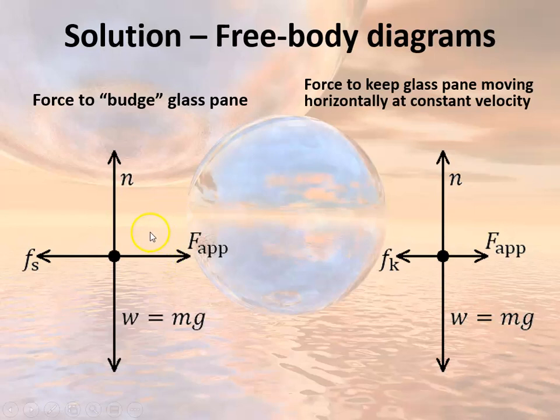But after it's jerked loose, the friction is now kinetic friction, and you therefore have a smaller applied force in order to keep it moving horizontally at constant velocity. And notice that from diagram to diagram, the normal force and the weight remained unchanged. After all, it is the same object, the same pane of glass with a mass of 5 kilograms.